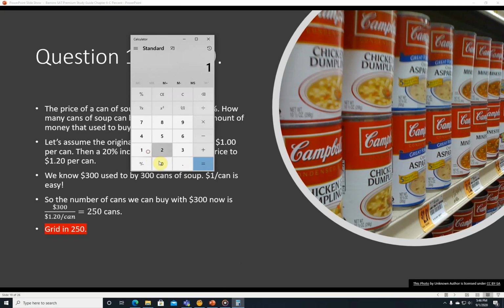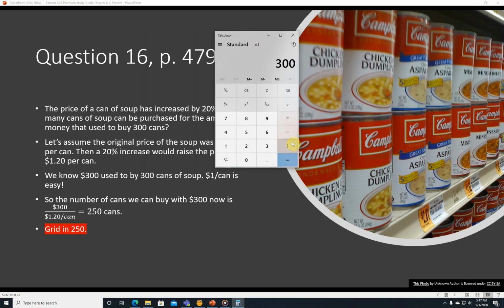So you would just go 1 plus 20%. Okay, so it's $1.20, just as I showed you. So we know that $300 used to buy 300 cans of soup, right? So you would just go $300 was used to buy 300 cans. So then you just divide by 1.2, which is the new price, $1.20. Boom, you get $250.